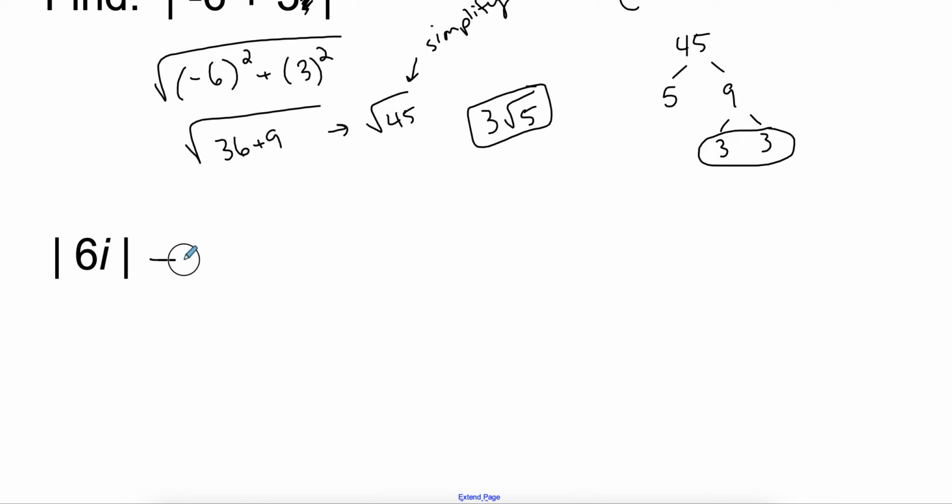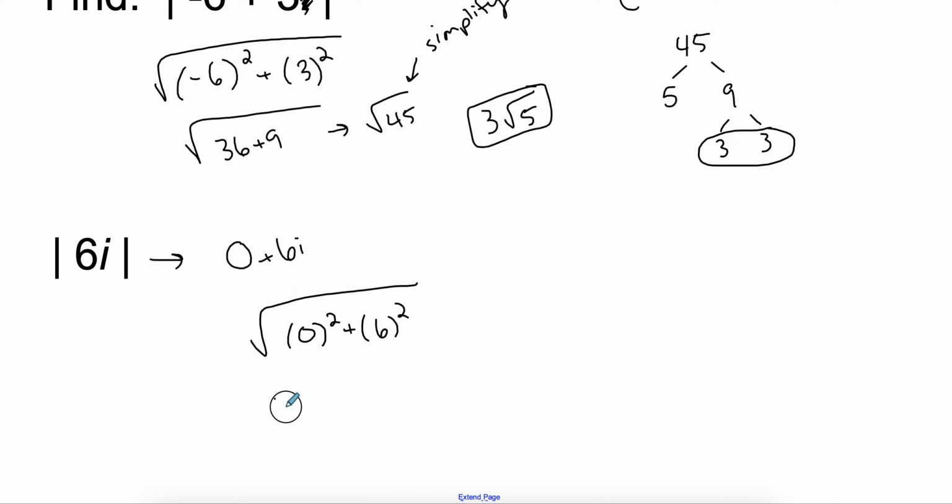So if you need to write it out completely, the a plus bi, I don't have a real part here. This is just complex. So we have 0 plus 6i. And then we're going to use our formula. So square root of 0 squared plus 6 squared. And hopefully you see this one is kind of easy. 0 doesn't make a difference. So we got 6 squared. That's the square root of 36, which is just a 6. So 6 is the magnitude of our vector, or the absolute value of our complex number.